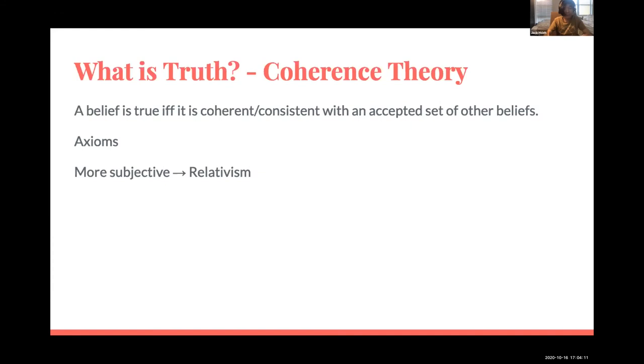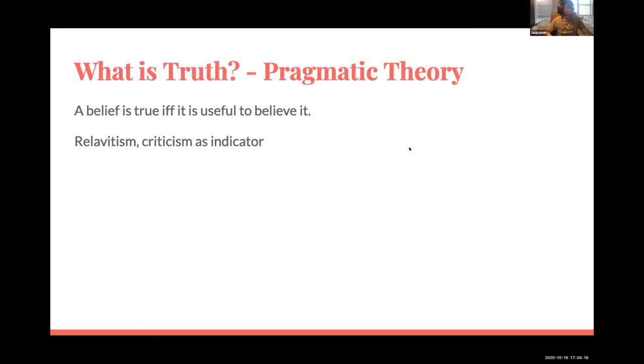And the last one that we're going to propose is the pragmatic theory, which is actually separate from pragmaticism, the linguistic thing we talked about earlier. It's basically the idea that a belief should be considered true if and only if it's useful to believe it, which is again very relative and kind of denies the idea of objective truth. And one of the main criticisms of it is that usefulness seems to be more of an indicator of truth than actually defining truth in itself.